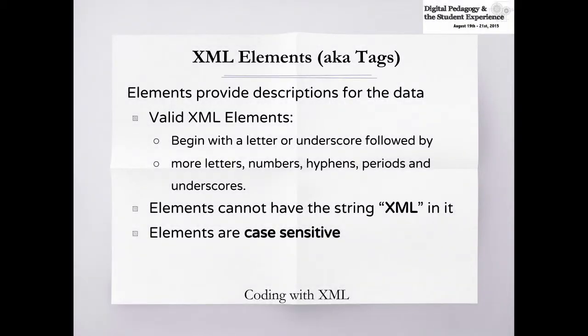XML elements are also known as tags, and these are valid names that provide description for the data. A valid element name can begin with a letter or an underscore. Then they can be followed by more letters, numbers, hyphens, periods, and underscores. You cannot use the XML string because W3C reserved it. Tags or elements are case sensitive, so make sure you open and close a tag, paying close attention to the way it's been written. Otherwise, your information will not be parsed correctly.